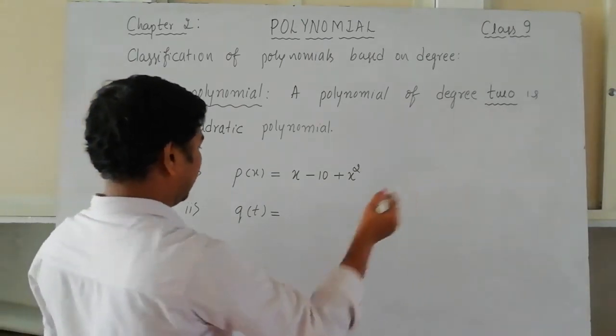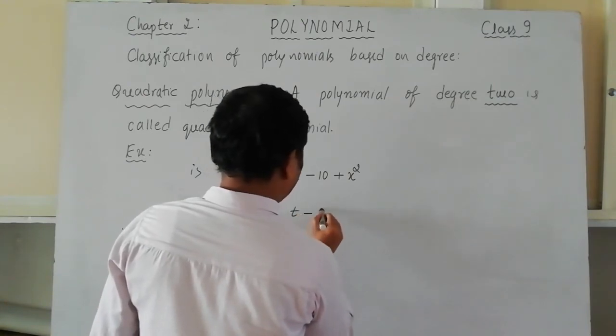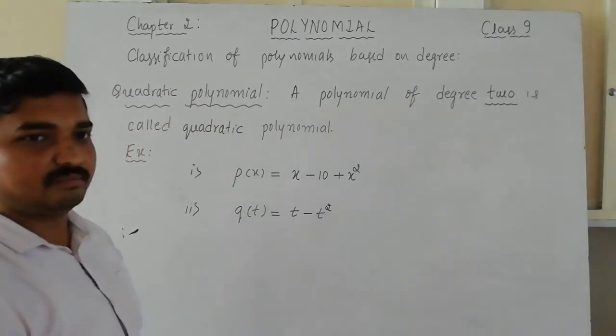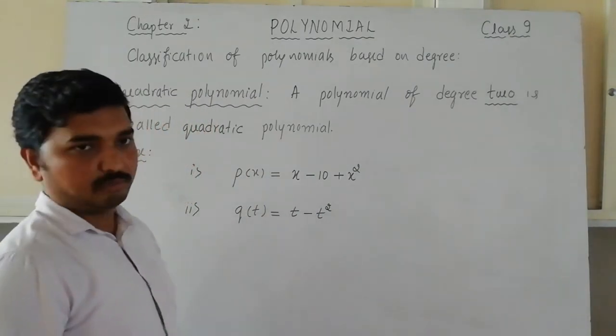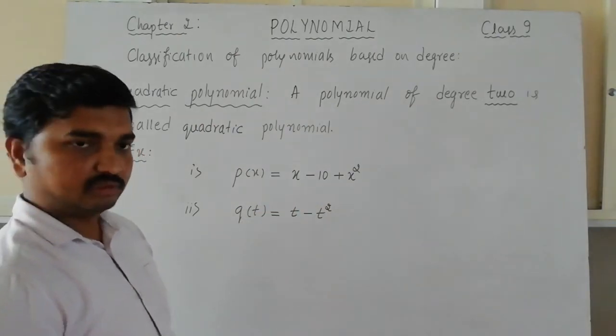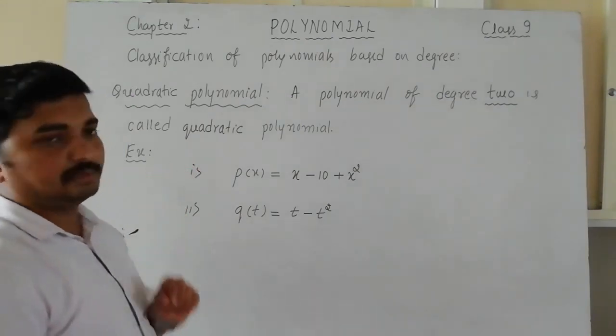And in the second one, I am going to write down t minus t square. So this is also a polynomial. Highest exponent is 2. That's why it is of degree 2 and hence it is a quadratic polynomial.